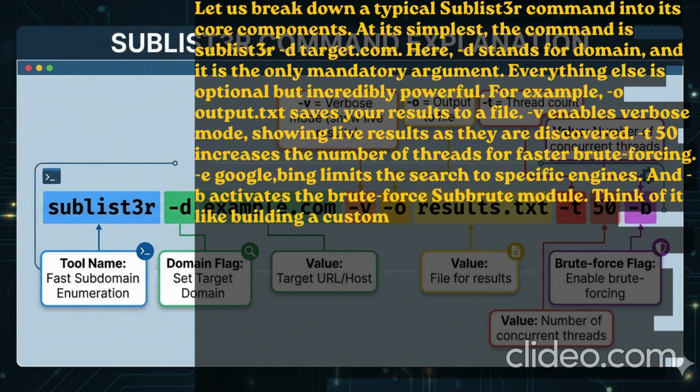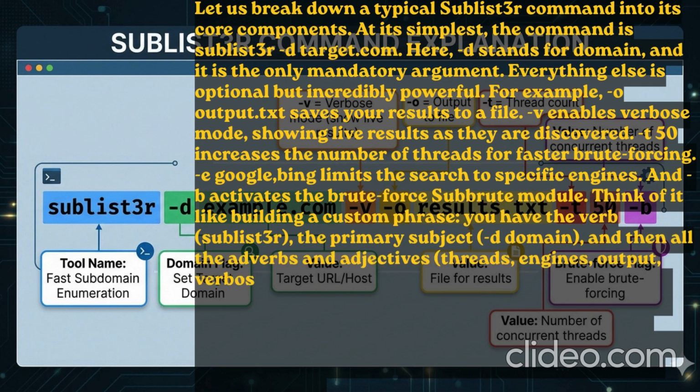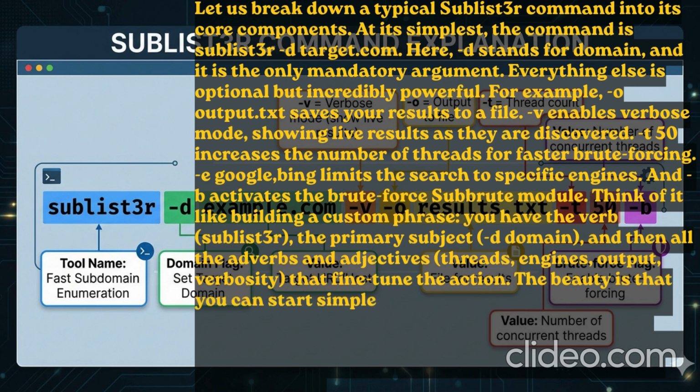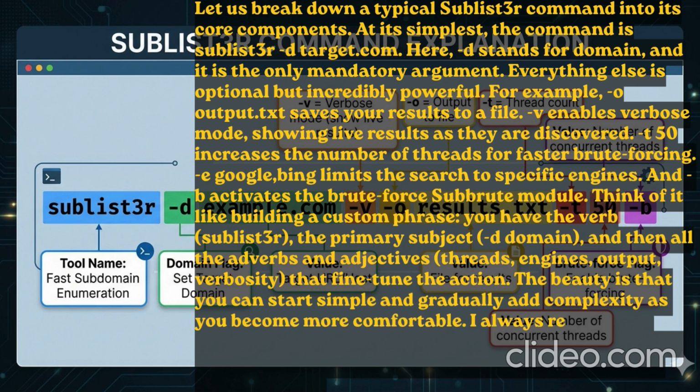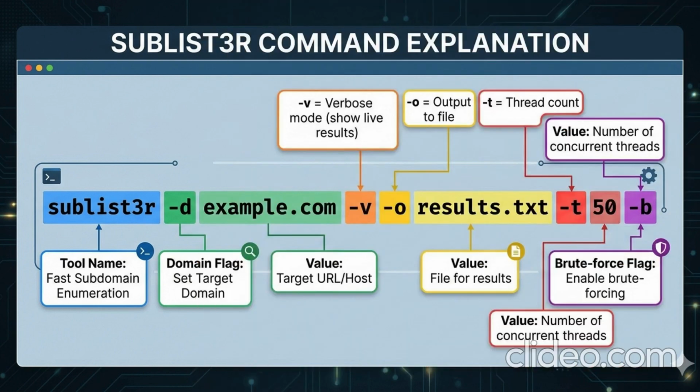Think of it like building a custom phrase. You have the verb, sublist3r, the primary subject, -d domain, and then all the adverbs and adjectives, threads, engines, output, verbosity, that fine tune the action. The beauty is that you can start simply and gradually add complexity as you become more comfortable. I always recommend starting with sublist3r -d domain.com -v so you can see the process unfold in real time. It is both educational and satisfying.